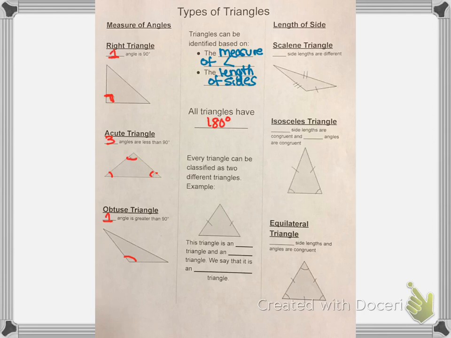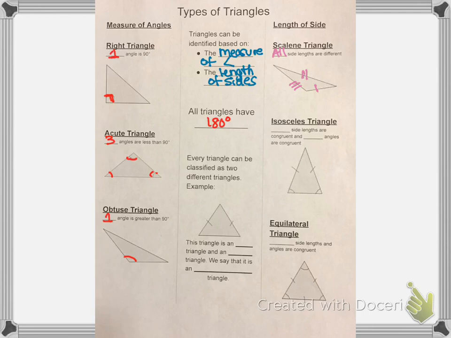Now, if we look at the length of the sides, we can see that they can have different names based on how long they are. So in our scalene triangle, we'll see that all side lengths are different. So this side is not congruent to this side, which is not congruent to this side. And we show that by using these tick marks on the side, that none of them are the same. 1 is not the same as 2, which is not the same as 3. So scalene triangles have no side lengths the same.